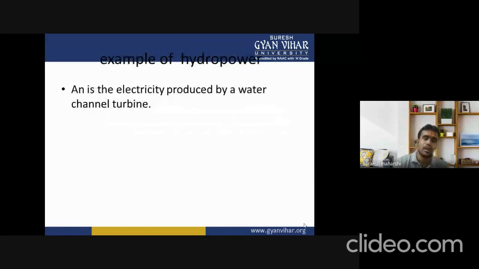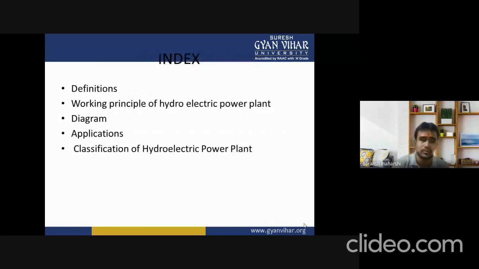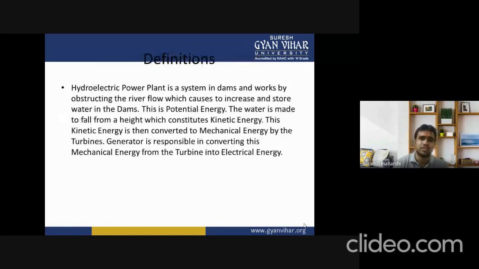Example of hydropower: electricity produced by a water channel turbine. Definitions. A hydroelectric power plant is a system with dams that works by obstructing the river flow, which causes the water level to increase and store water in the dam. This is potential energy. The water from a height produces kinetic energy. This kinetic energy is then converted to mechanical energy by the turbines. The generator is responsible for converting this mechanical energy from the turbine into electrical energy.